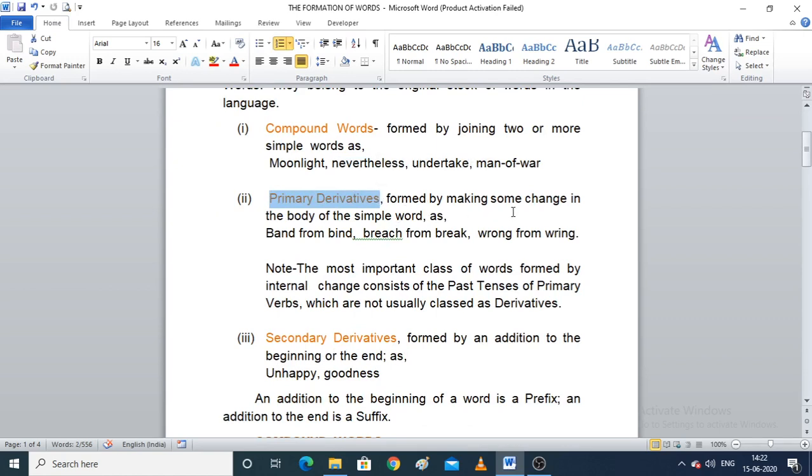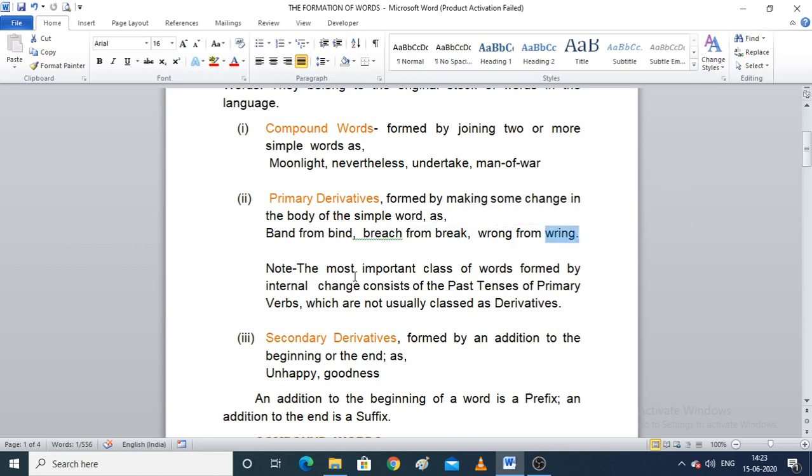Formed by making some changes in the body of a simple word. So when you make some changes in a simple word, it is known as primary derivative. Okay, so band word is formed from the word bind. Breach word is formed from the word break. Wrong word is formed from the word ring.